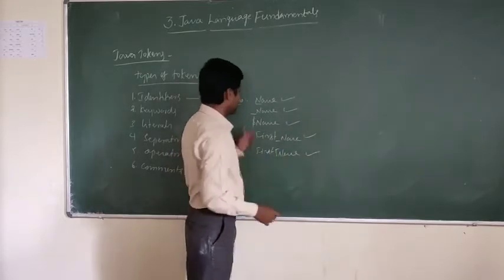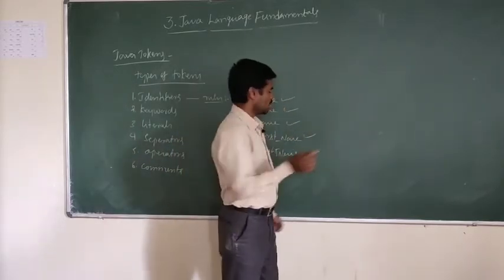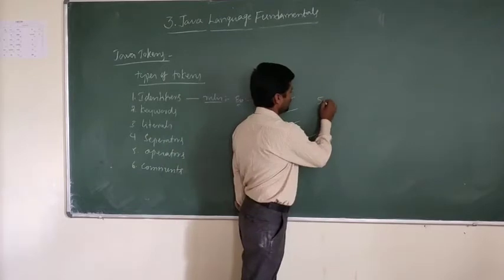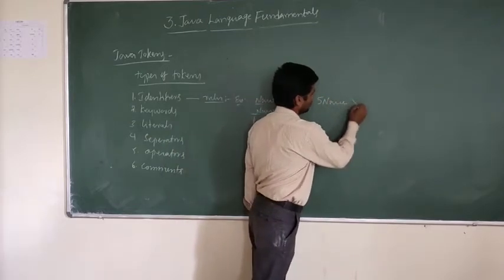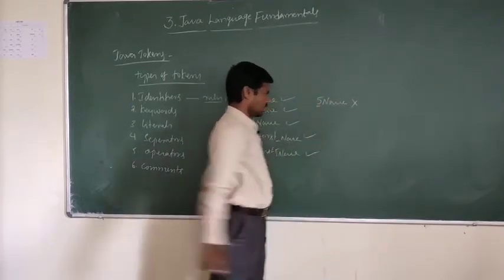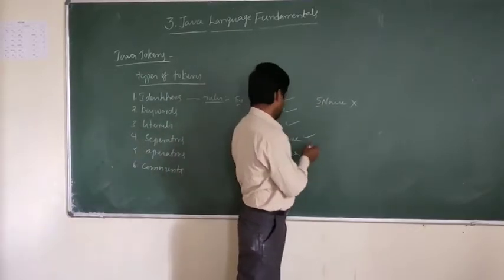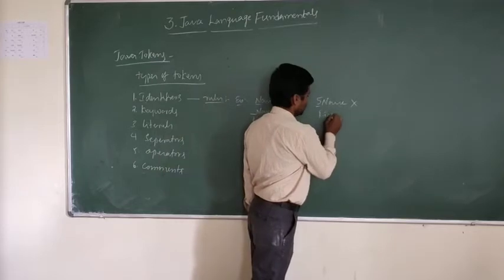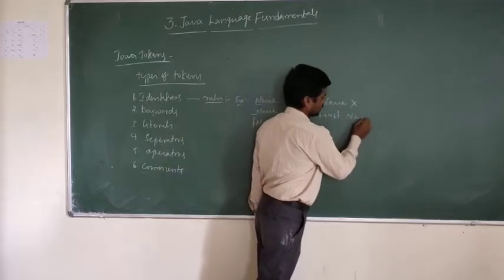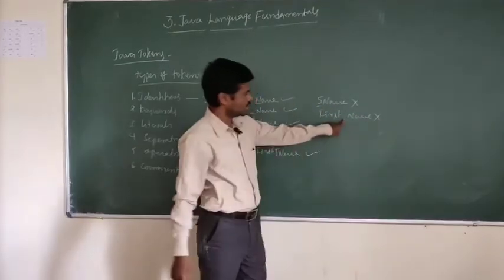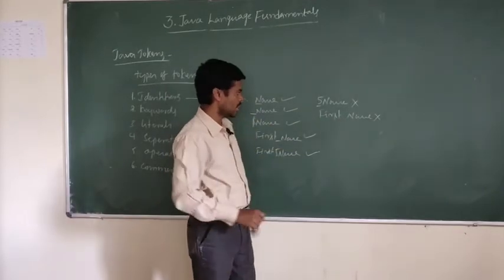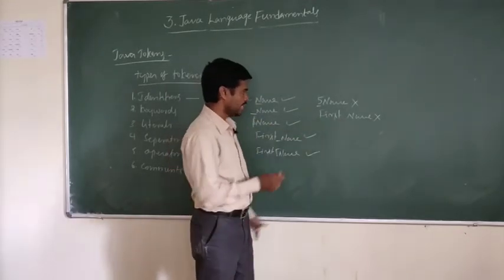And what are the invalid identifiers? Identifiers cannot start with a number. For example, 5name. This is invalid. Identifiers cannot have a space in between. For example, if I give first name, this is also invalid because here I gave a space. You should not have any space in between the identifier names.